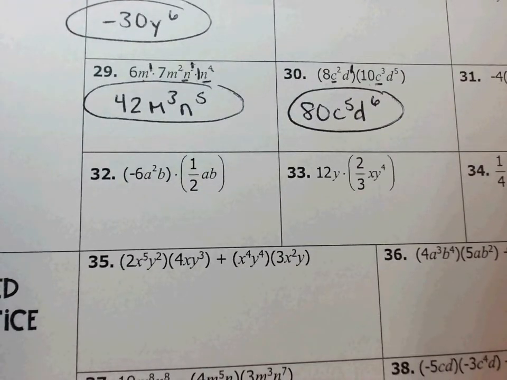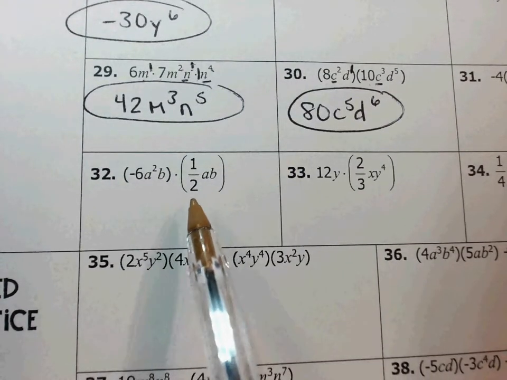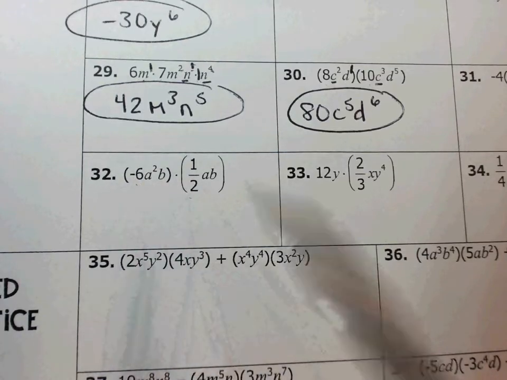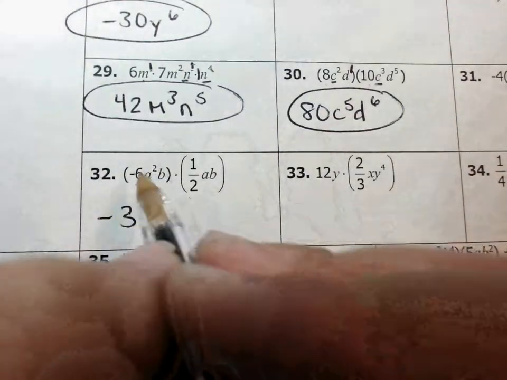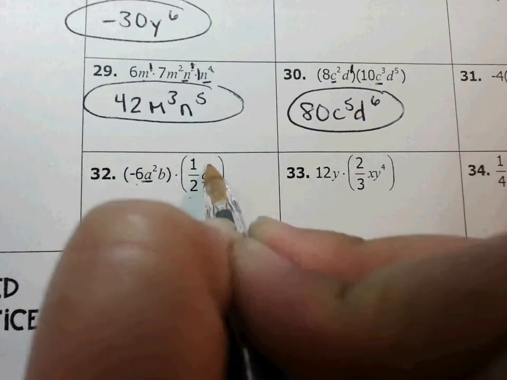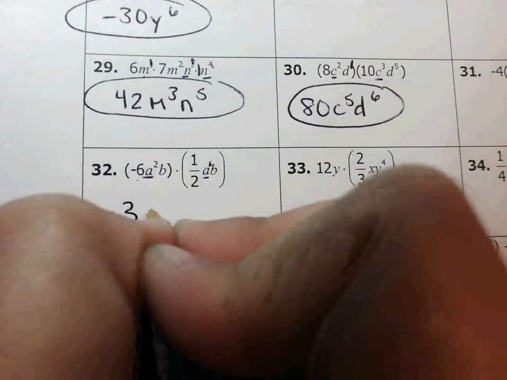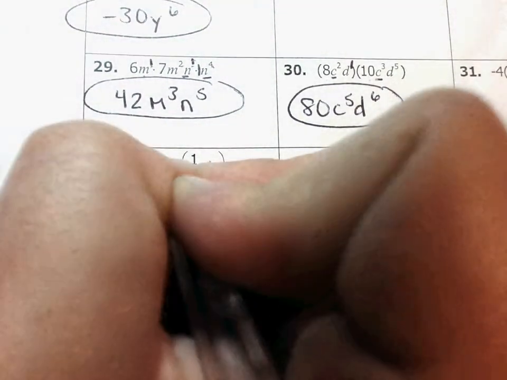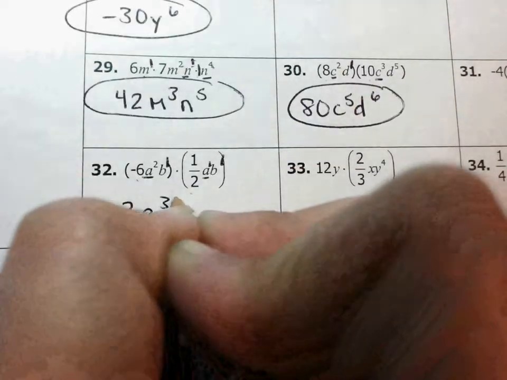32: Same thing, even though it's a fraction, that's okay. Negative 6 times 1/2 gives me negative 3. a squared, a gives me a cubed. b^1, b^1 gives me b^2.